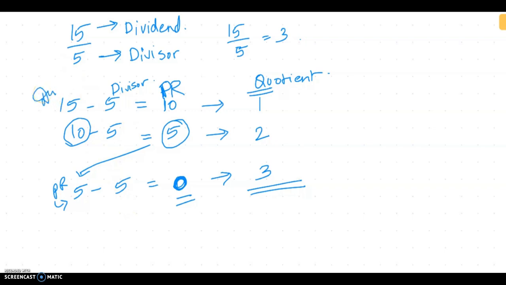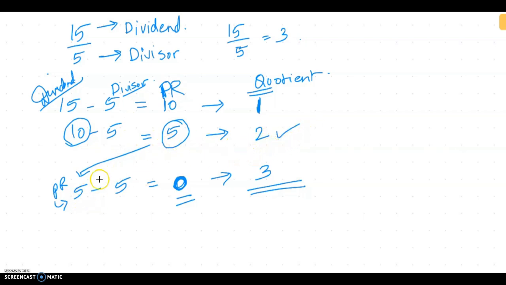We started out with the dividend, correct? 15 is the dividend. I subtracted the divisor from it and I got something called the partial remainder. Since it is positive, I denoted the quotient as 1. Again, I take the new partial remainder 10 and subtract another 5 from it. Yes, I got a positive number, so there are 2 5s in it.